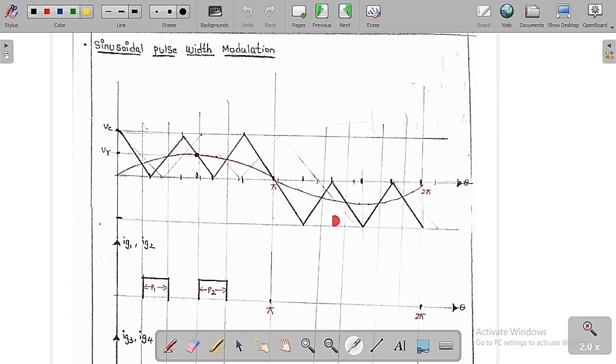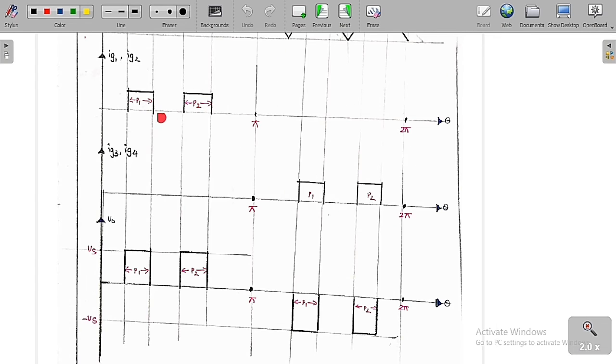In the negative cycle you can see here also the magnitude of the reference signal is greater than the magnitude of the carrier signal, and here also. So here we are going to generate a negative pulse, and we trigger both T3 and T4 in these negative pulses of the sine curve. So in 0 to pi, during the pulse widths P1 and P2, we trigger T1 and T2, and during the negative cycle we trigger both the thyristors T3 and T4 with the pulse widths P1 and P2.